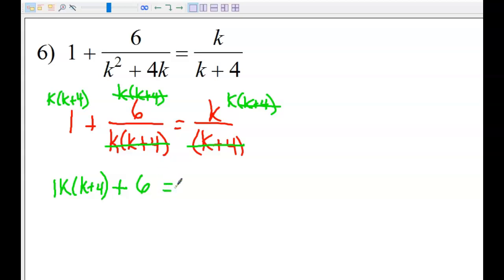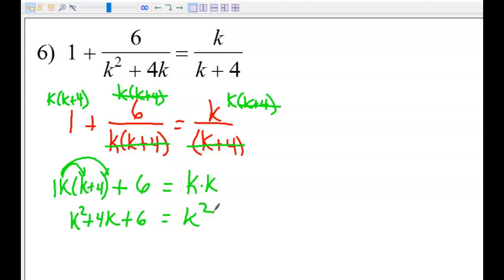And now on the end I have 2 k's. And 2 k's being multiplied together is just going to be k squared. So let's go ahead and distribute and multiply. So I get k squared plus 4k plus 6 equals k squared. And then we're going to put the k squareds together. And another lucky situation, the squares go away.